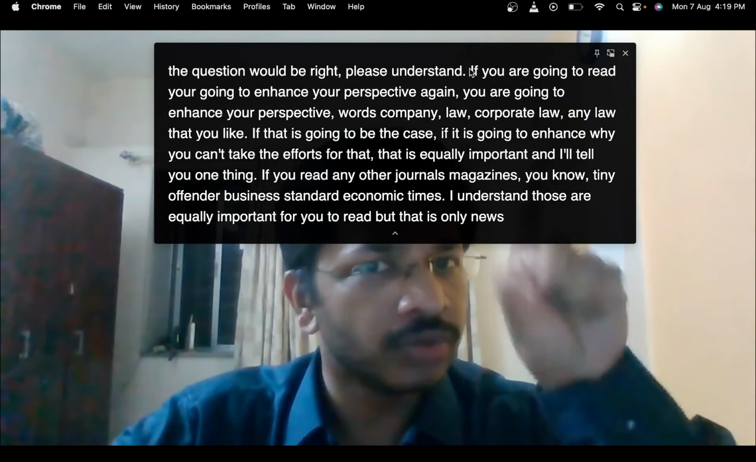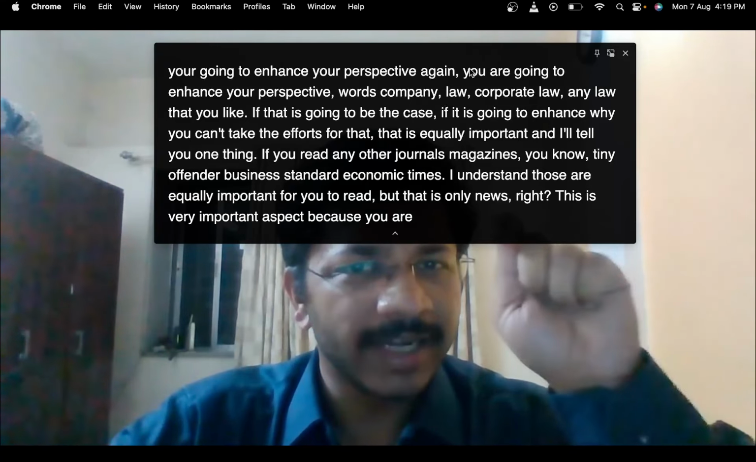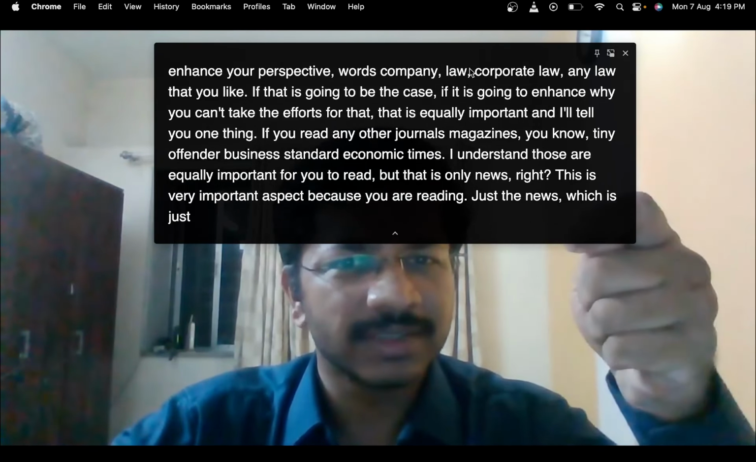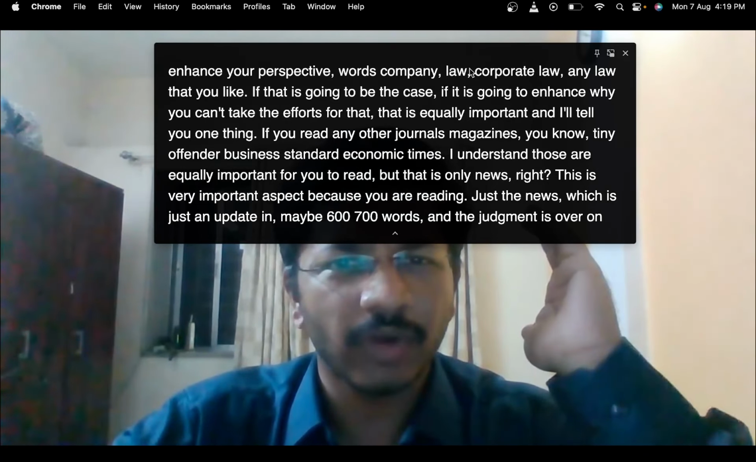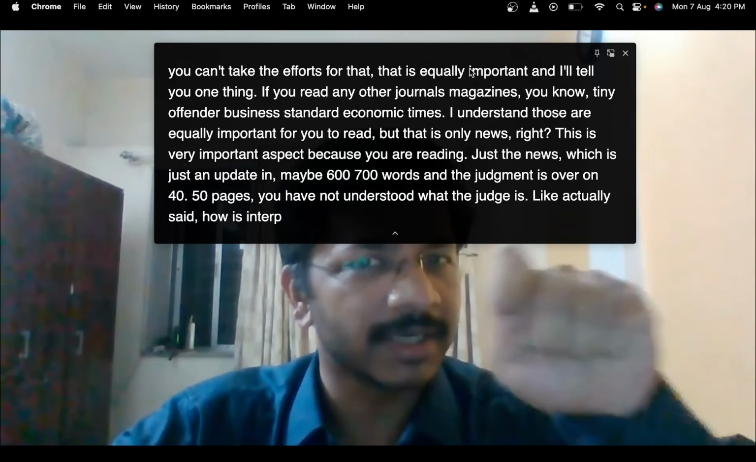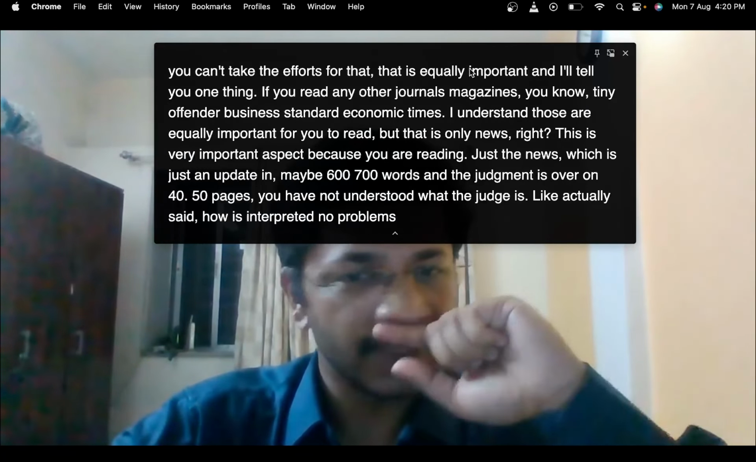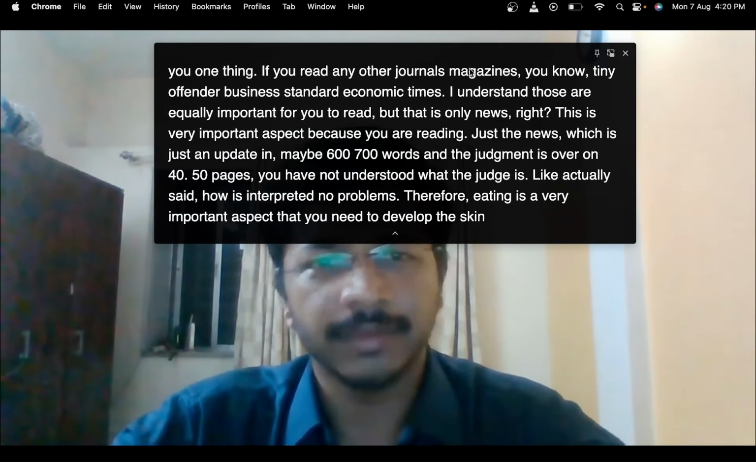But that is only news. Right? This is a very important aspect. Because you are reading just the news, which is just an update in maybe 600, 700 words. And the judgment is of around 40, 50 pages. You have not understood what the judge has actually said, how he has interpreted the provisions. Therefore, reading is a very important aspect that you need to develop the skill.